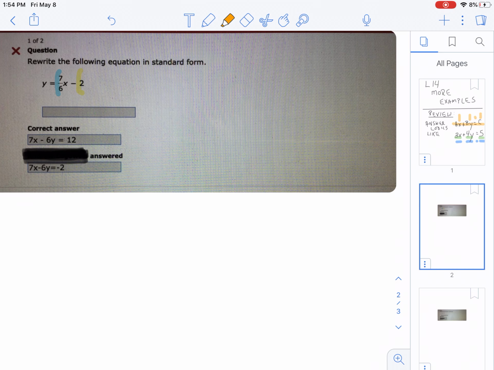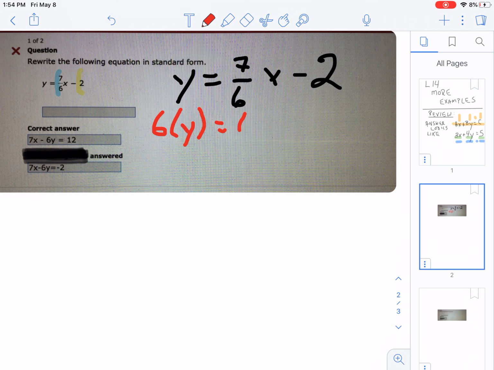So the first step in this question is to get rid of the denominator of 6 to make everything not a fraction, to make the numbers easier to work with. So we have y equals 7 over 6x minus 2. So to get rid of the 6, we have to multiply all of the terms by 6. So it's going to be 6 times y equals 6 times 7 over 6x minus 6 times 2.